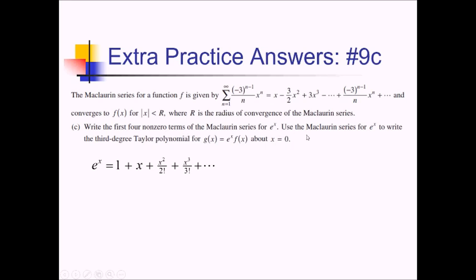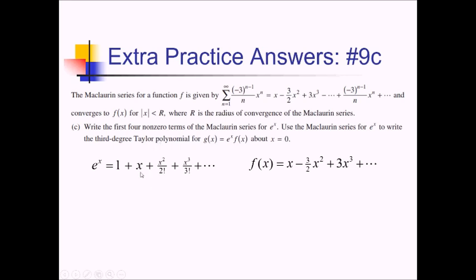Now they want us to use what we just wrote to come up with a 3rd degree Taylor polynomial for g of x equals e to the x times f of x about 0. Okay, well, just to review, f of x was essentially this thing up here that we've already used a few times. If I'm doing e to the x times f of x, then I'm basically multiplying this infinite series by this other infinite series. The key here is that they wanted a 3rd degree Taylor polynomial. So we only have to multiply the pieces that are going to give us exponent of 3 or lower.